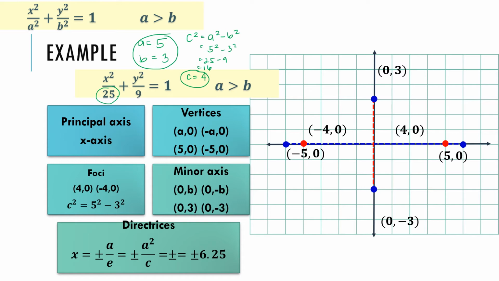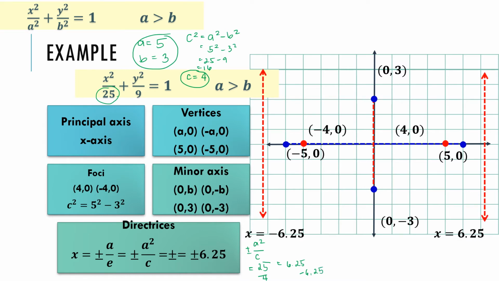Next, directrix. Doon muna tayo sa isa. Sabi ko, di ba dalawa? Doon muna tayo sa isa. Si positive A squared over C. Ang A natin is 5, so A squared is 25 over C. Ang C natin ay 4. This is 6.25. Yung isa ay negative. Positive, negative. So, yung isa ay negative 6.25. X equals. So, ayan siya. Our ellipse, yan. Connect nyo lang si vertices at saka yung endpoints ng minor axis.